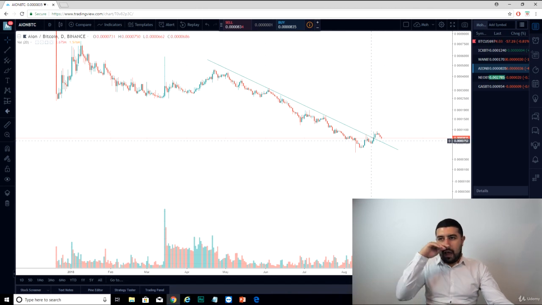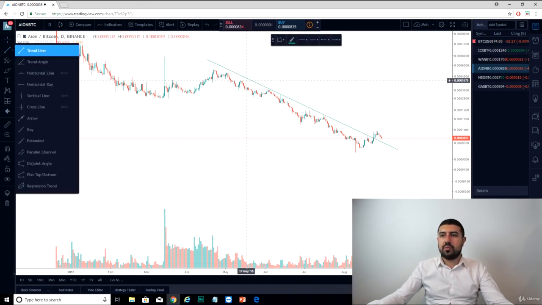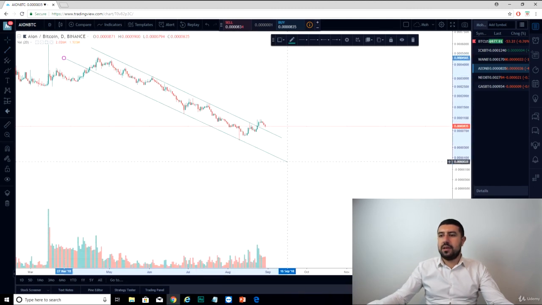So I'd rather not have Aeon while it's going down and have Bitcoins, because then I can use my Bitcoins to buy more Aeons when Aeon is at a lower price. So if you want to buy something, you have to look at the trend and the prices to basically see if this is the right time to buy it or not.